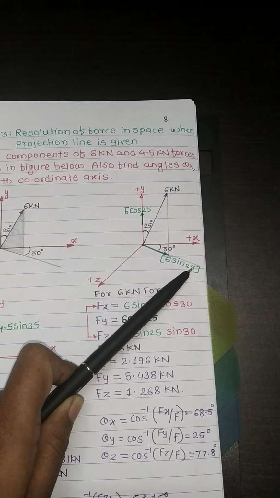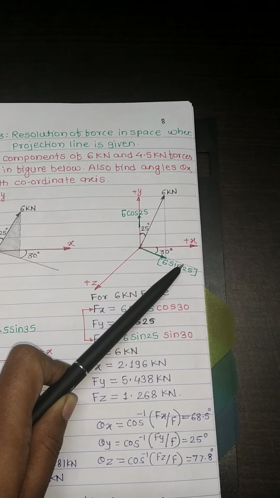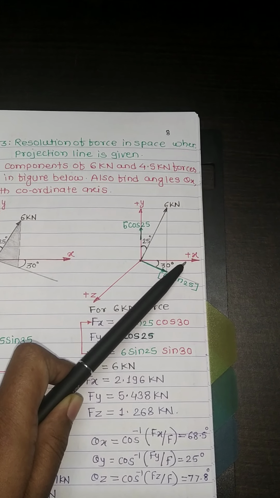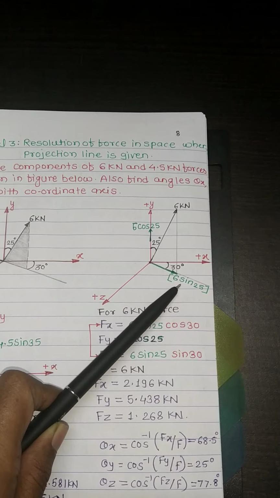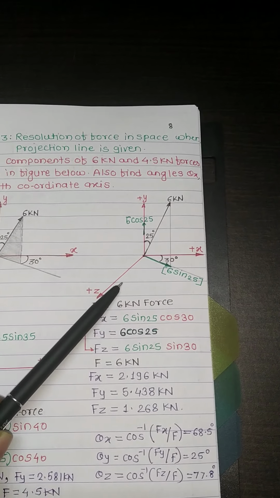Then find the projection line in between the two axes. The projection line is in between the positive x and positive z axes. So this force becomes 6 sin 25 in the plane x and z.